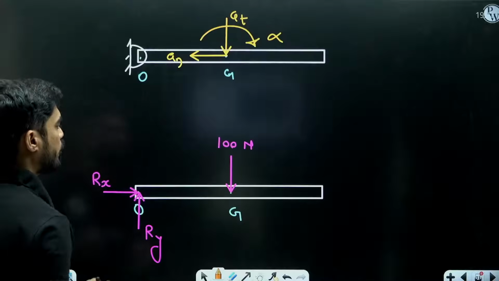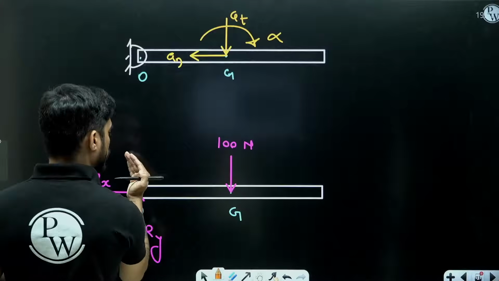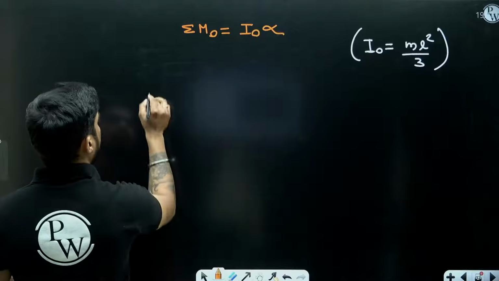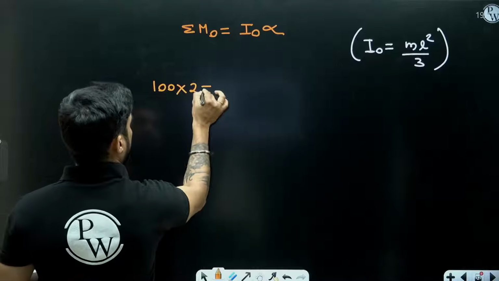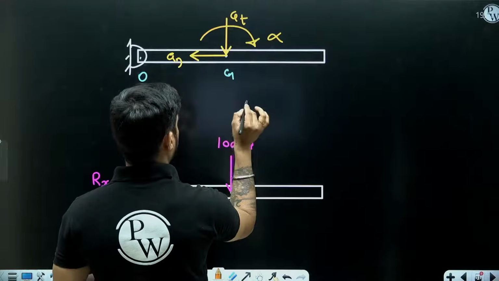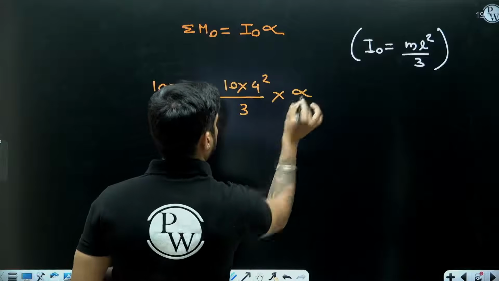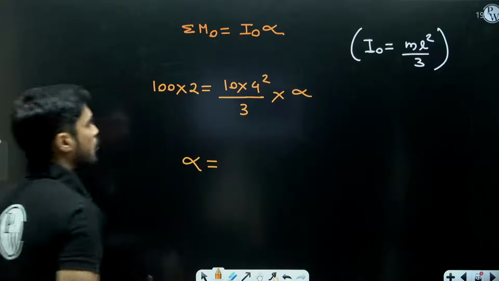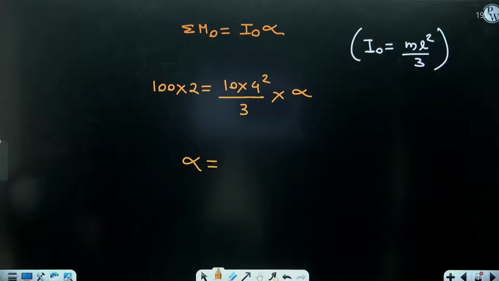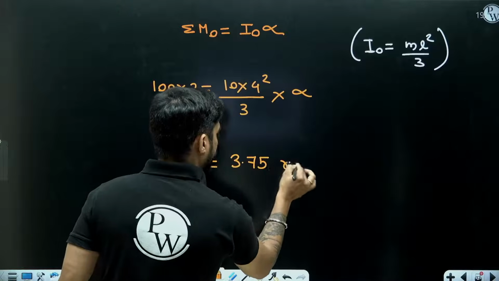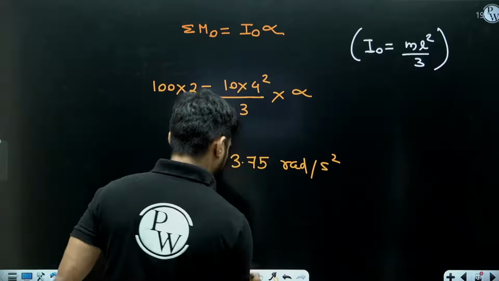So take moment about point O, beta. It will be 100 into this distance. Length is 4 meter, so this distance will be half. The moment of inertia is ml square by 3, where M is 10 and length is 4. So from here you will get the value of alpha. I am getting 3.75 radian per second square.